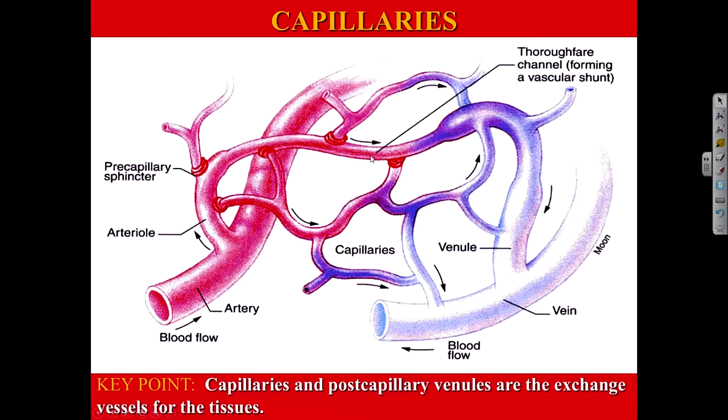So the capillaries then are basically the level of exchange of fluids and gases and nutrients of the tissue. They're the smallest of the blood vessels. That's where we have everything diffusing in and out or passing in and out of the tissues and organs.